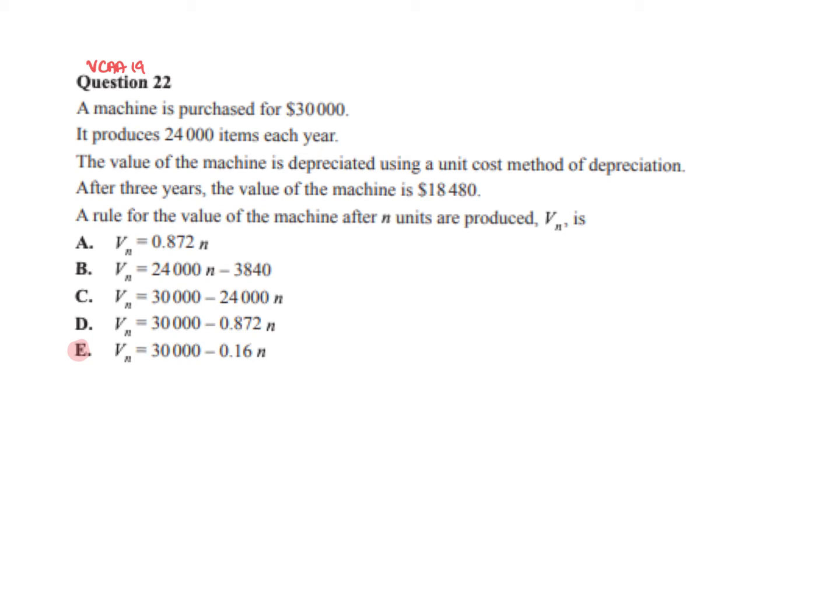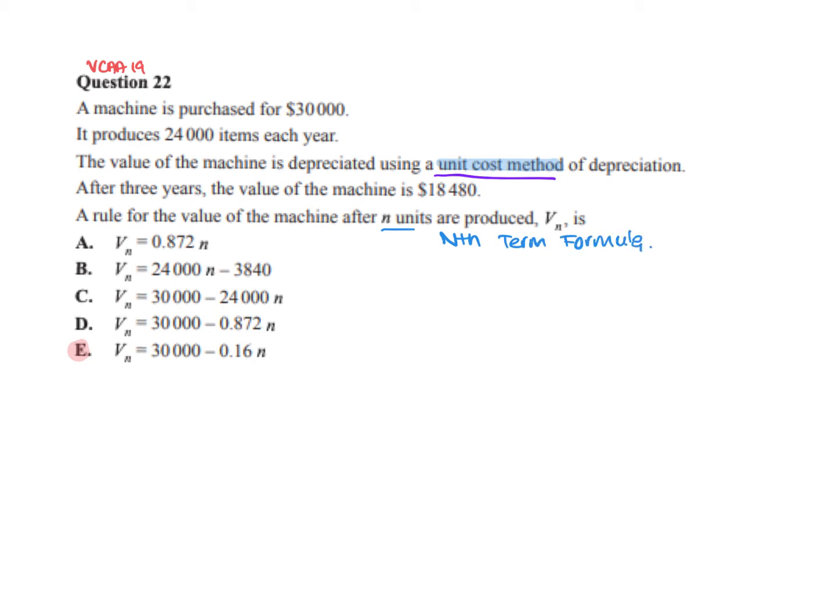Okay, so a machine is purchased for 30,000. It produces 24,000 items each year. The value of the machine depreciates using the unit cost method. So here is the unit cost method. This is important for you because you need to go and get the unit cost method things. It says after 3 years, the value of the machine is this. The rule for the value of the machine after n units is used. So really, what they want is what is called the nth term formula.